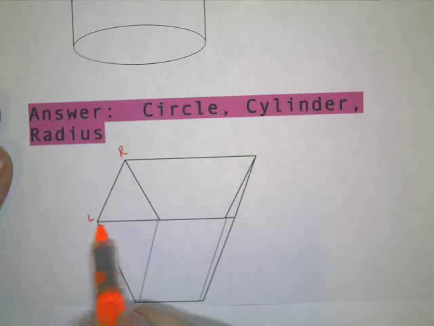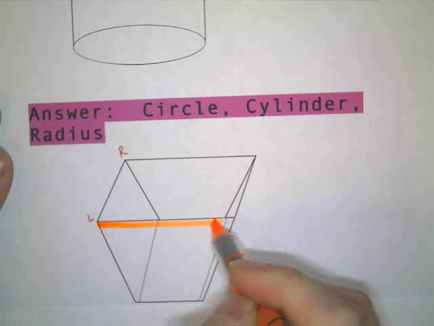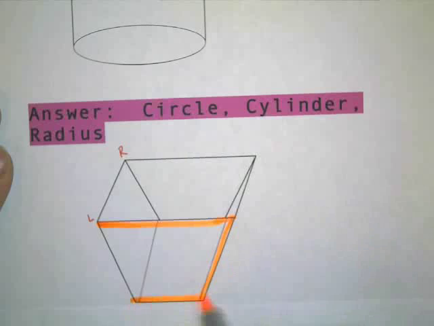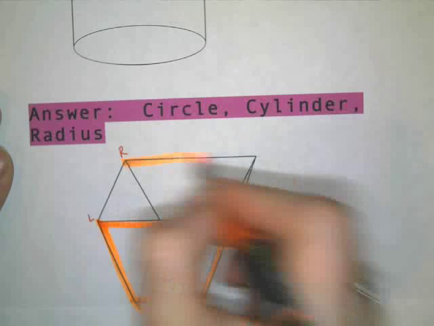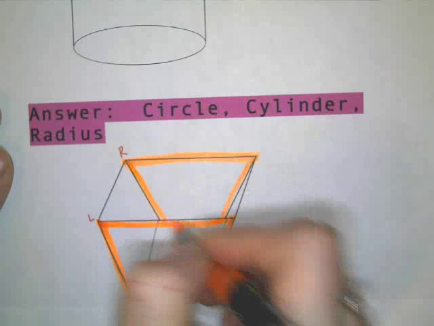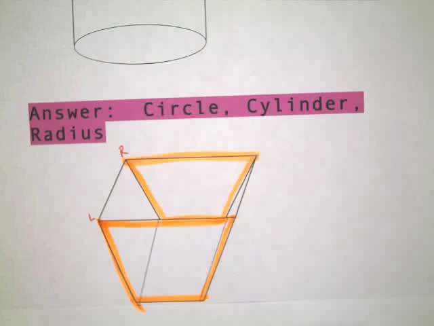But the base is actually here and here. Why is it not on the bottom? Because then it wouldn't be a three-dimensional figure, because the faces of a three-dimensional figure, of a prism, have to be quadrilaterals or parallelograms. Does that make sense? There's kind of some rules to it, I know.